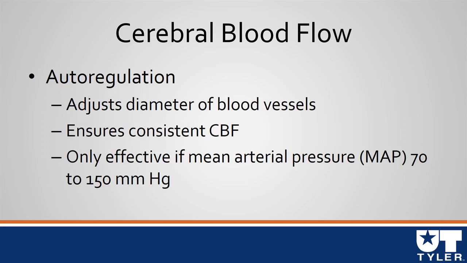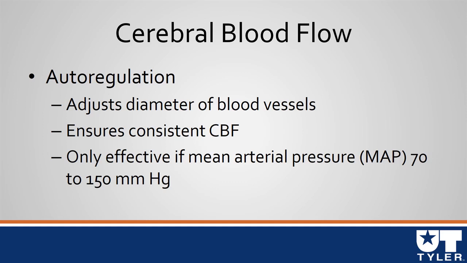The brain has the ability to regulate its own blood flow in response to its metabolic needs, despite wide fluctuations in systemic arterial pressure. Autoregulation is the automatic adjustment in the diameter of the cerebral blood vessels by the brain to maintain a constant blood flow during changes in arterial blood pressure. The purpose of autoregulation is to ensure a consistent CBF to provide for the metabolic needs of brain tissue and to maintain cerebral perfusion pressure within normal limits.